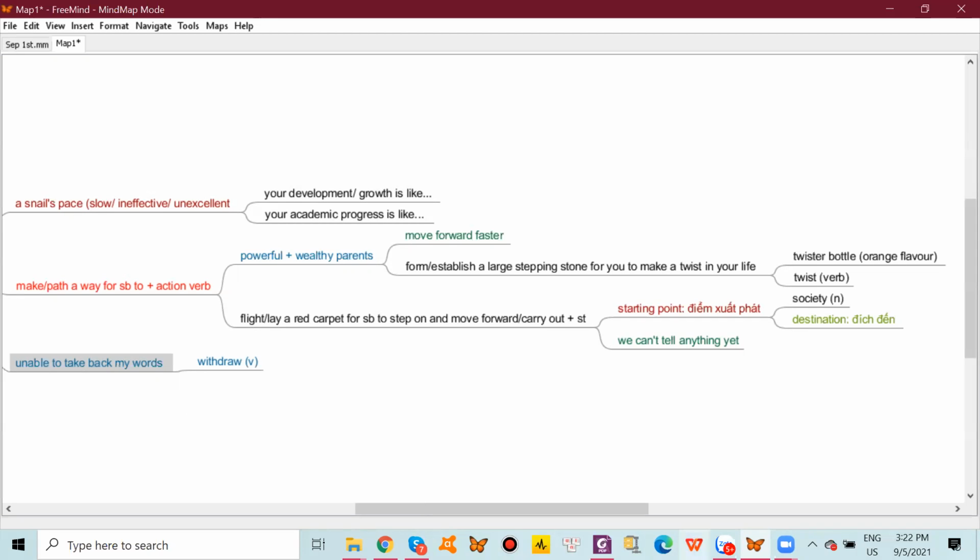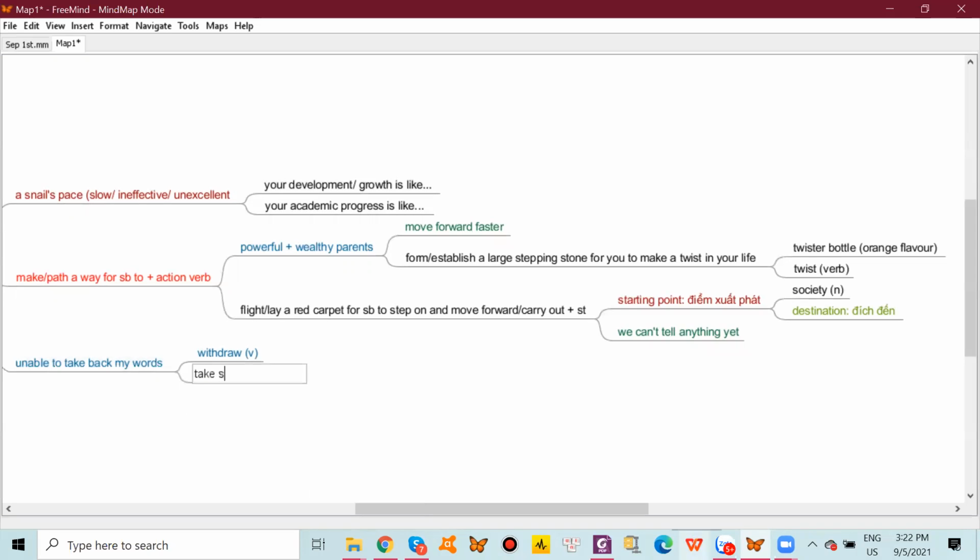Thì nói trong cuộc sống thì hãy nói rằng là cái từ take back money: I try to take back the money that I lent you. Take back money from someone.